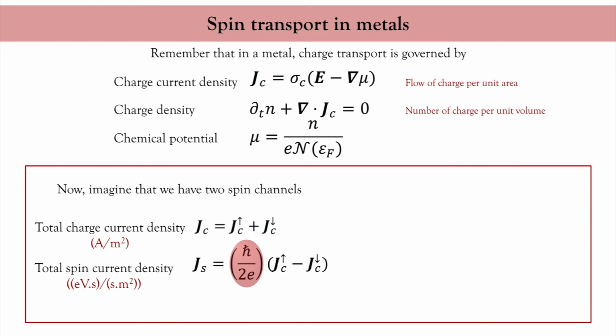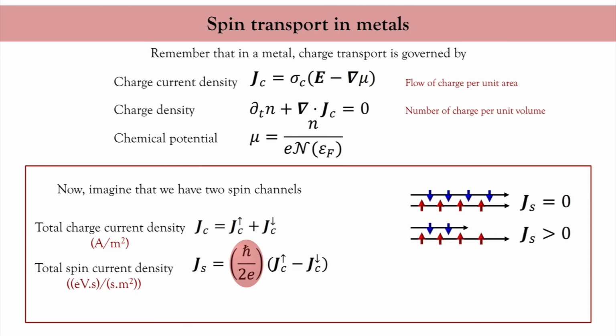Now what happens if I have an equal amount of current in the two spin channels? Well then, I have non-zero charge current density and zero spin current density. But if there's an imbalance, say I have fewer down electrons than up electrons, then I have a positive spin current. If I have more down electrons than up electrons, I end up with a negative spin current. You see that the sign of the spin polarized current depends on both the spin direction and the flow direction.